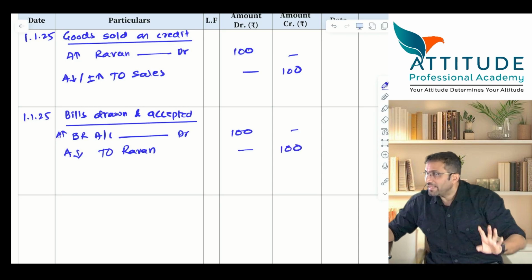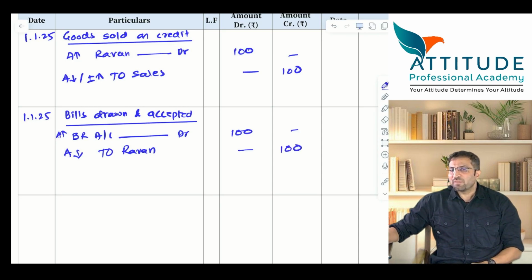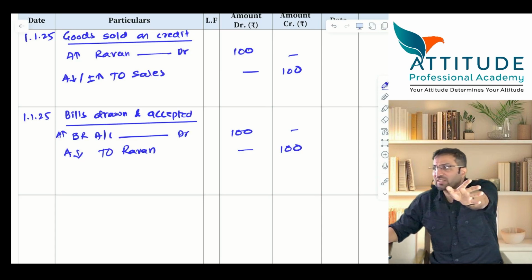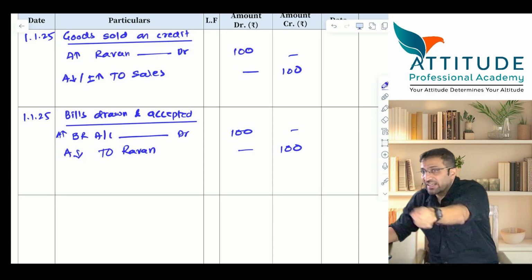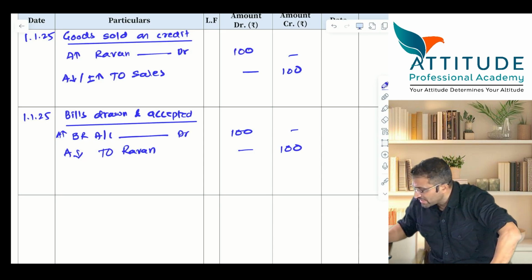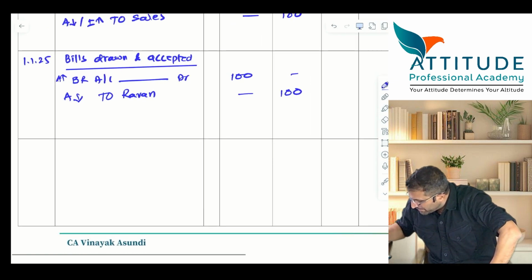It is equal. Up to here it is the same. Now who has the bill? Now the bill is with Ram. What will Ram do? Is he holding the bill up to maturity or discounting with the bank? Discounting, and the bank gives him 95 after charging 5 rupees discount charges. Now tell me the entry.